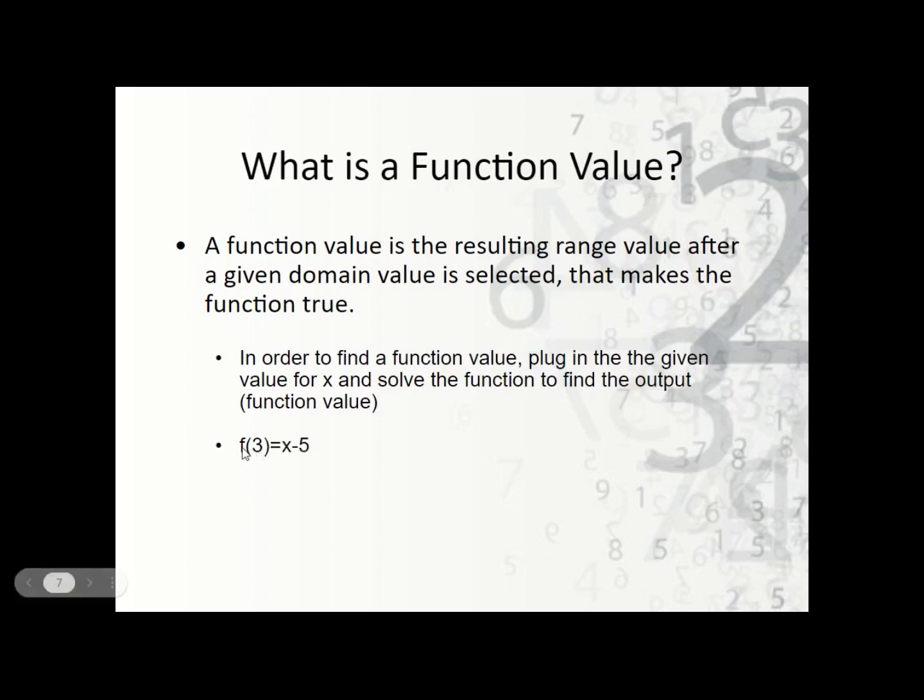So for instance, if I have f of 3 is equal to x minus 5. So all that means is I'm going to take 3 and plug it in, and then the result is what we call the function value. So we plug 3 in for x, and we get 3 minus 5, which is negative 2. So negative 2 is my function value.